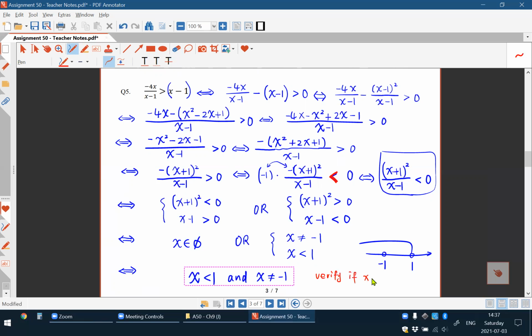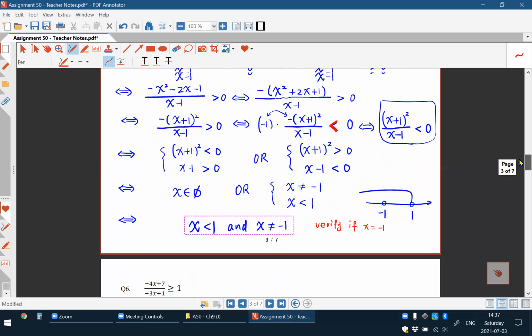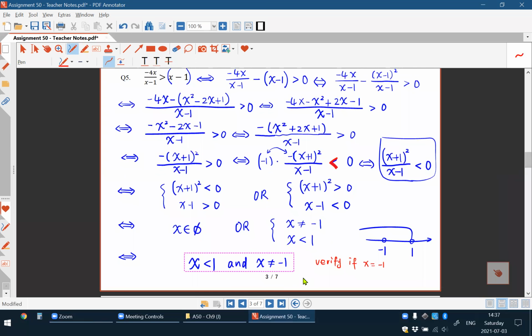If x is minus 1, what will happen there? If x is minus 1, the left-hand side is minus 4 times minus 1 over minus 2, which is minus 2, right? And the right-hand side is minus 1, which is also minus 2. That means the left-hand side is equal to the right-hand side, right?